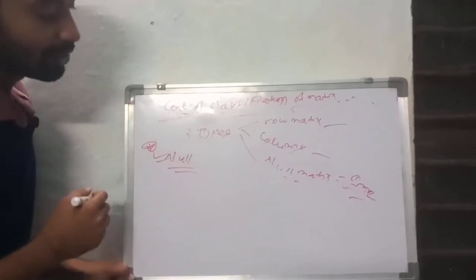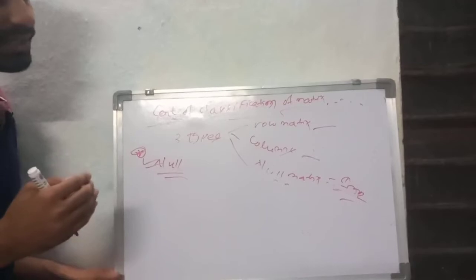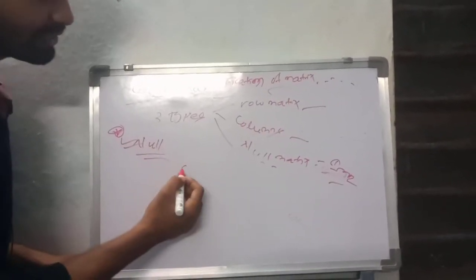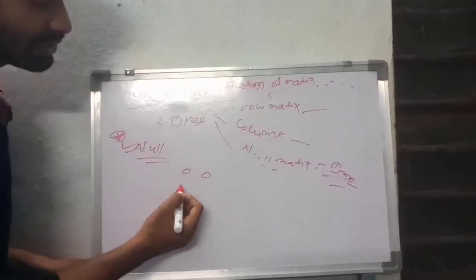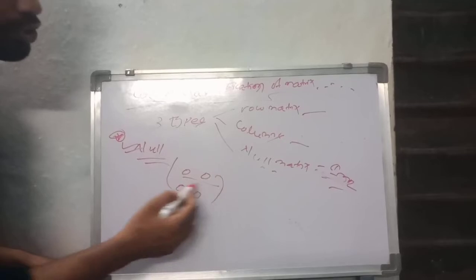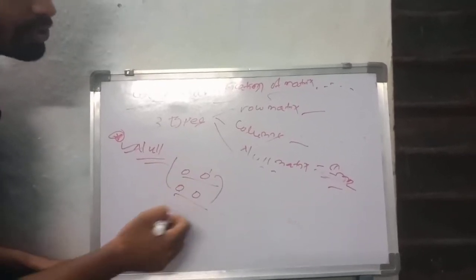Null matrices. A null matrix means all the elements of the matrix are zero. All the elements are going to be zero: first row zero, second row zero, first column also zero, second column also zero.